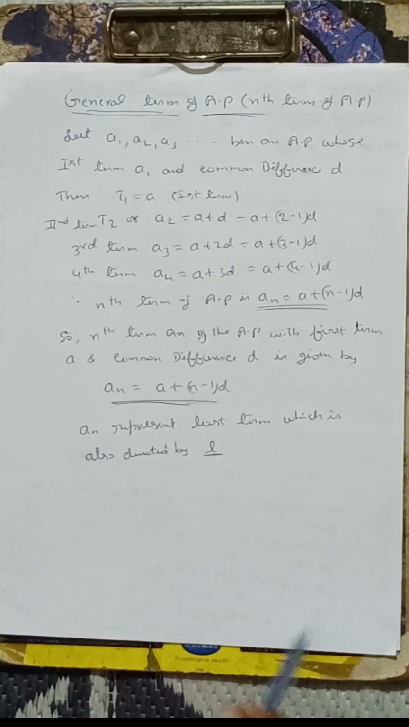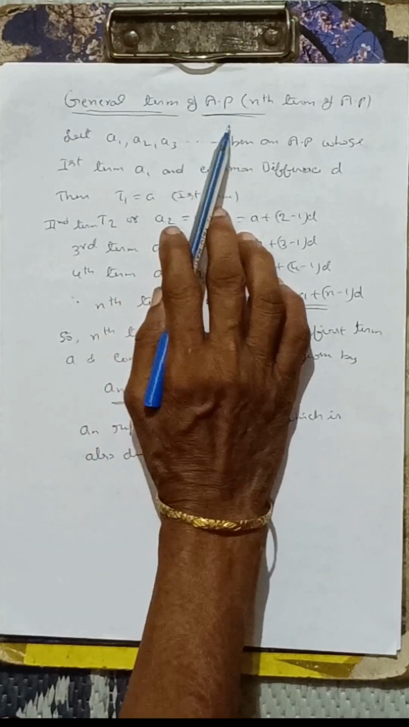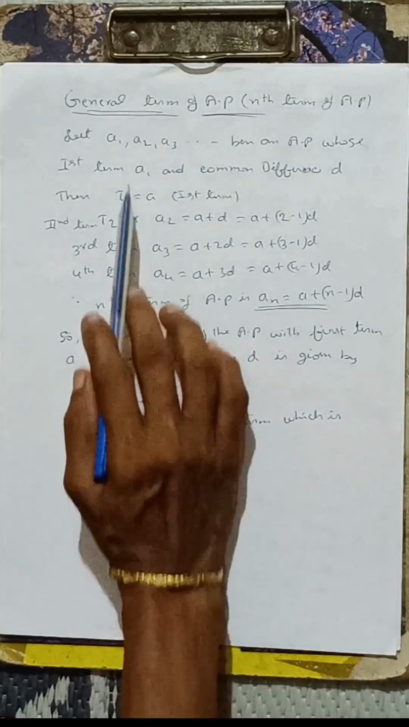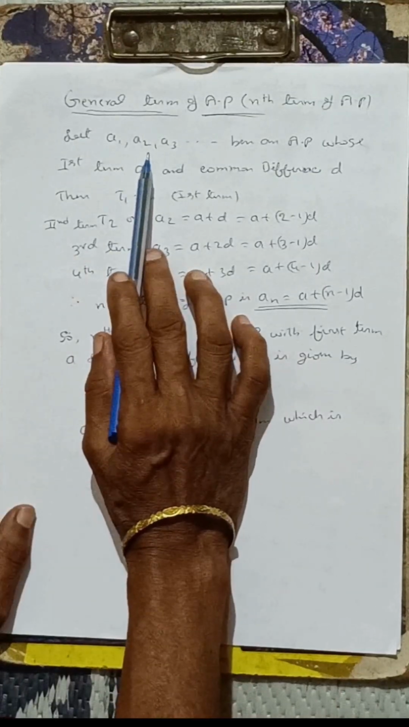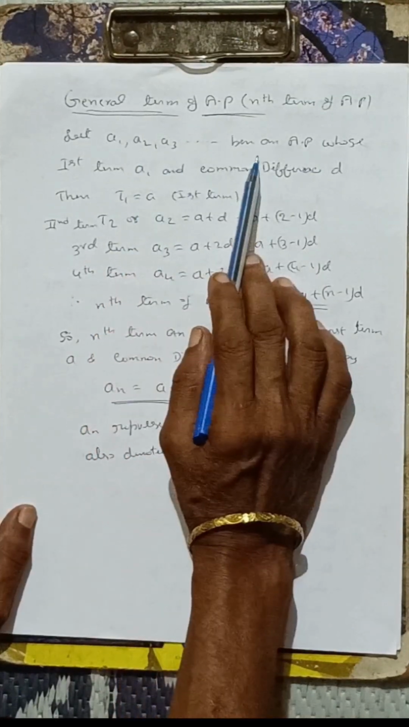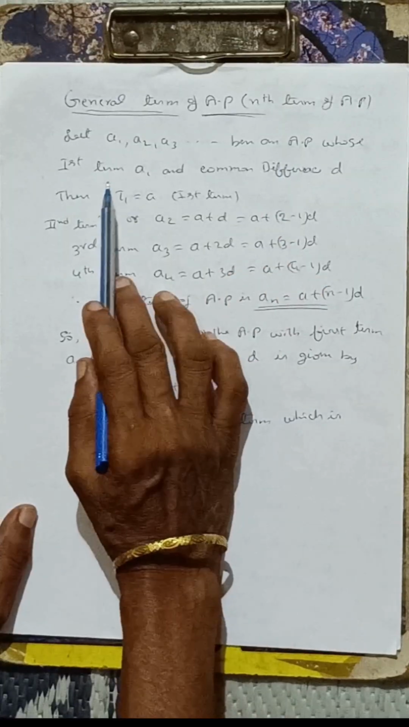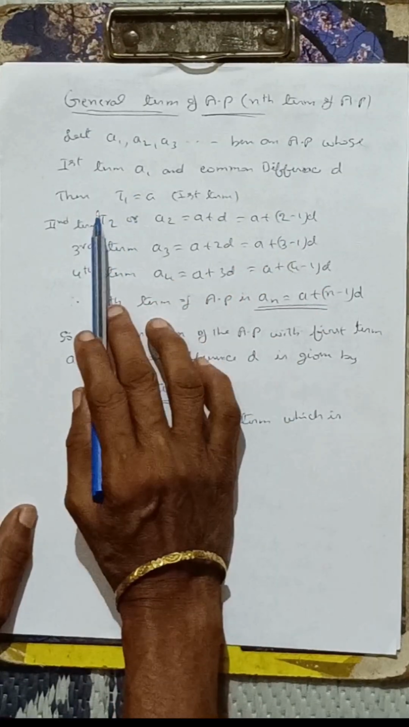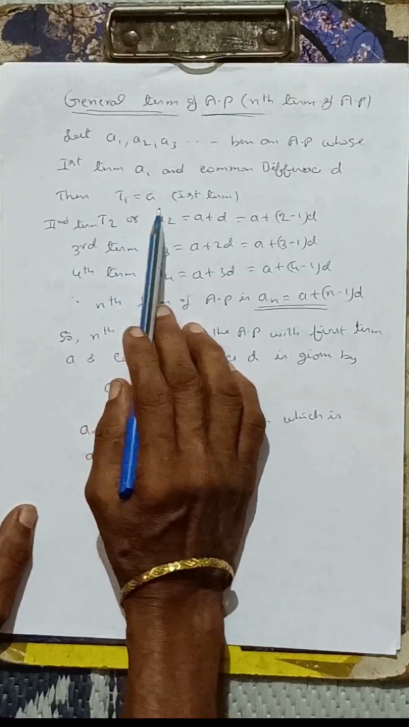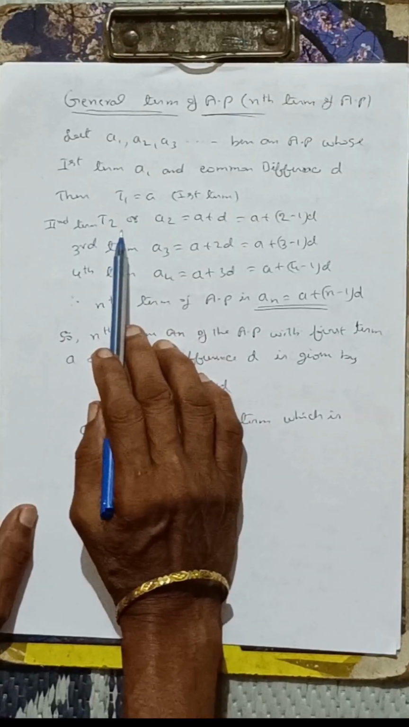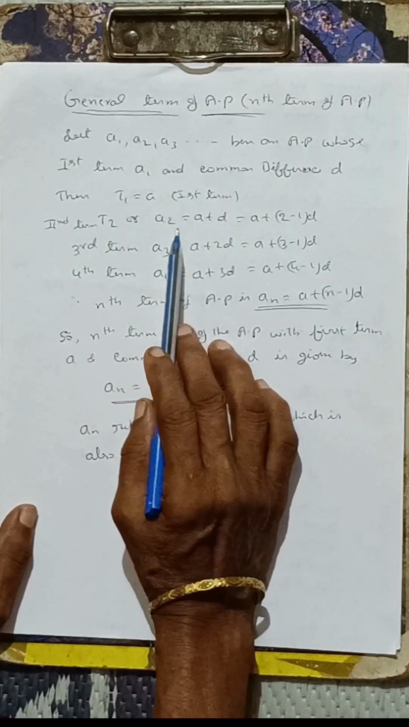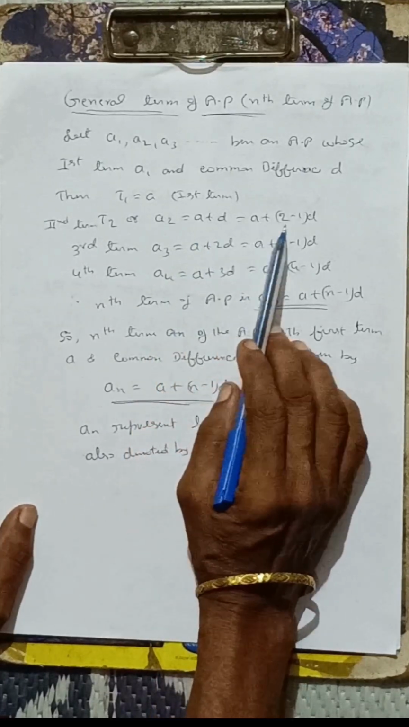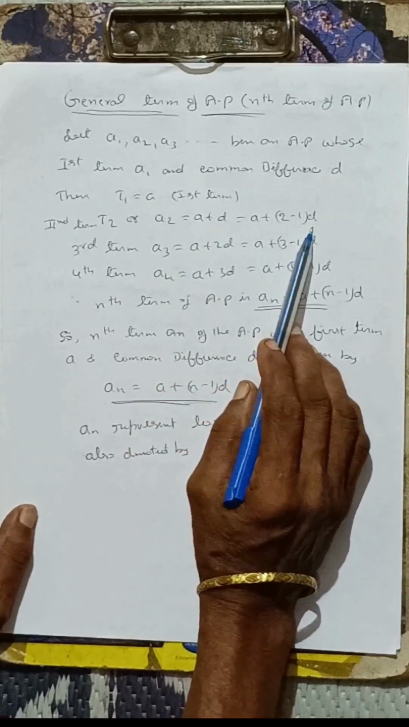Today's class we will find the general term of an AP, or the nth term of an AP. Let a1, a2, a3 be an AP whose first term is a1 and common difference d. Then T1 equal to a, T2 equal to a plus d equal to a plus (2 minus 1) into d.